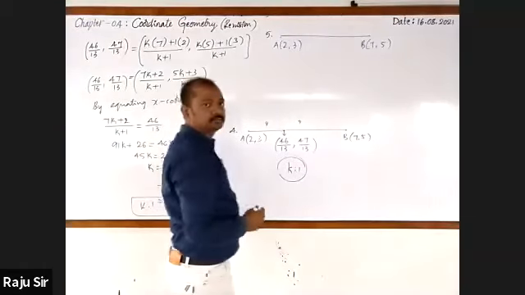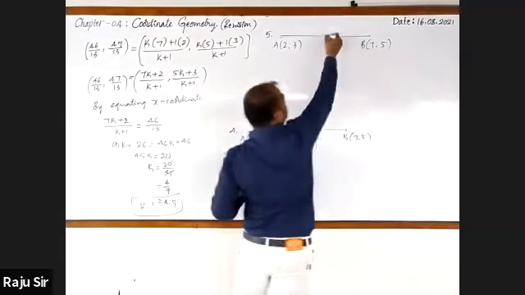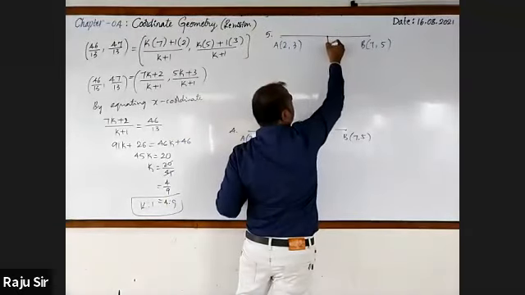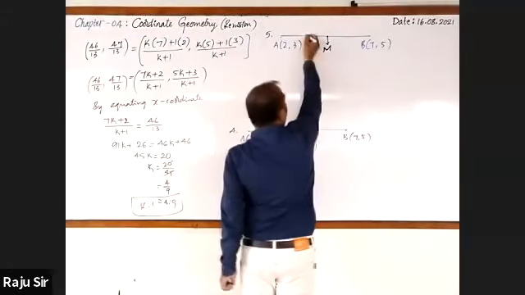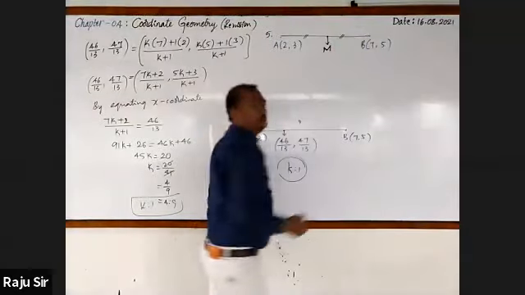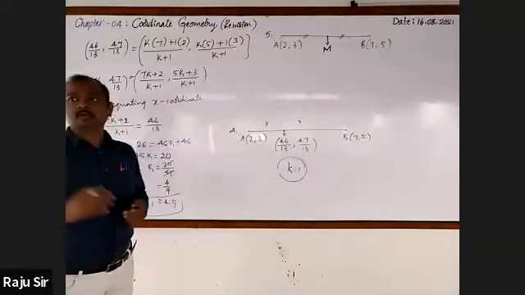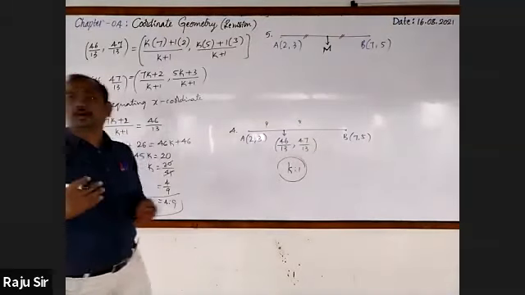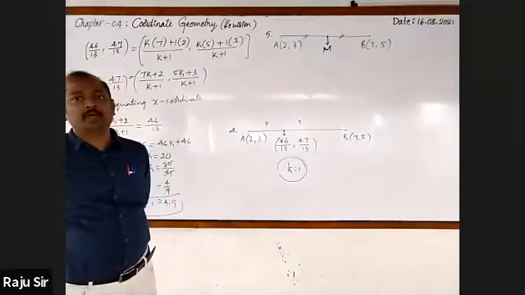Observe. Suppose there is a point which divides AB into two equal parts. Then what do you call this? Midpoint. What will be the ratio? 1:1. We can go for finding the coordinates of this midpoint.